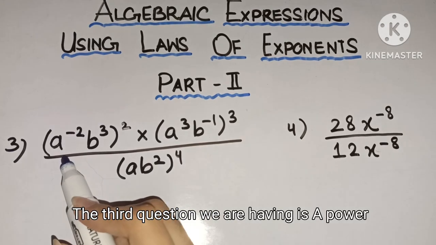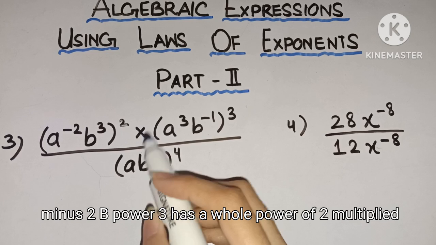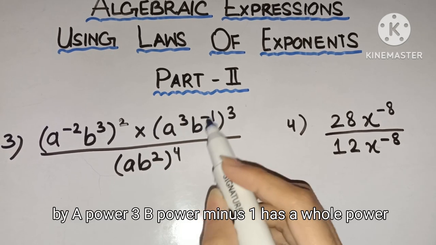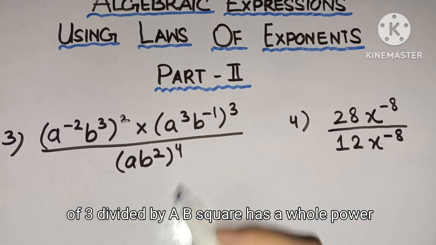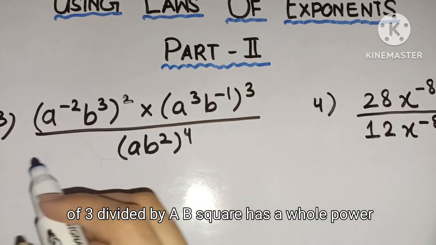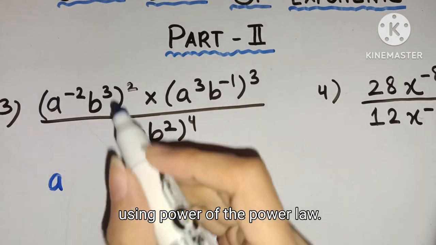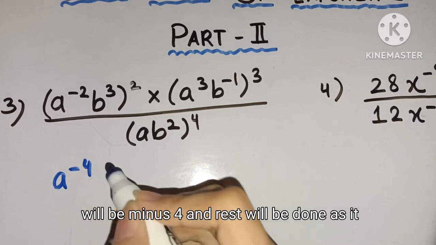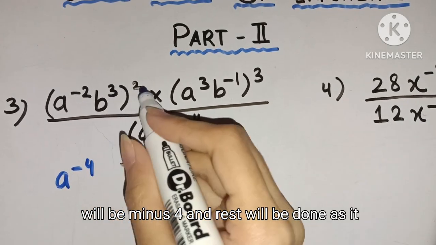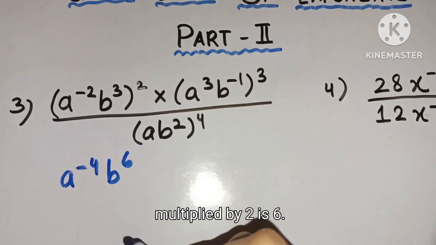The third question we have is (a power minus 2 b power 3) the whole power of 2, multiplied by (a power 3 b power minus 1) the whole power of 3, divided by (a b square) the whole power of 4. Now what we will do is simply solve it using the power of a power law. So minus 2 will be multiplied with 2, so it will be minus 4, and the rest will be done as it is, like b has a power of 6 because 3 multiplied by 2 is 6.